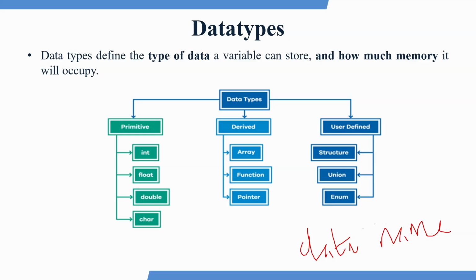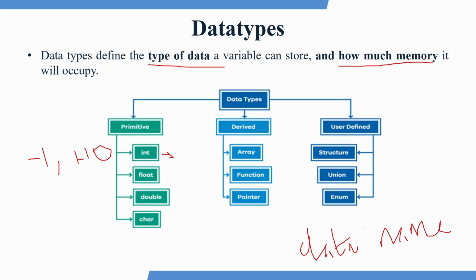What is a data type? A data type defines the type of data the memory can store and how much amount of memory it will occupy. Usually in the real world we have different types of data. So we have integer. Integers are whole numbers, and they include both negative and positive numbers. For example, -1, or +10.